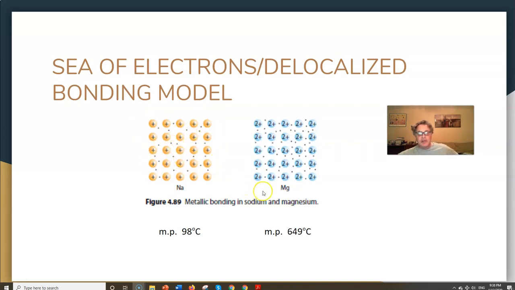If you were to do the same thing with a piece of magnesium and take a slice and look at that with a very powerful microscope, you would see an array, a regular array.